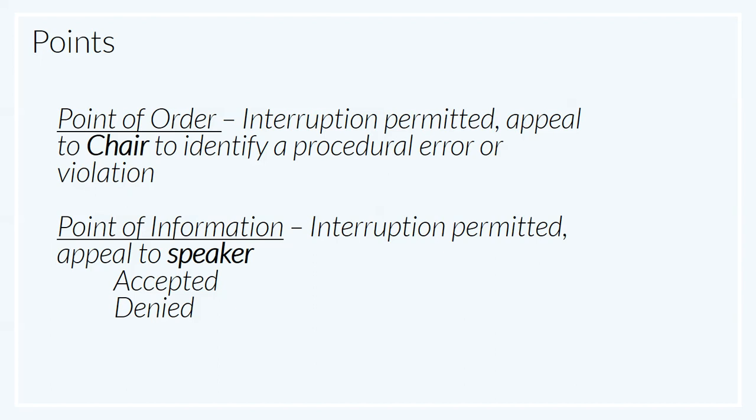If a speaker is constantly getting bombarded with points of information, then the chair might rule no further points of information from certain people or at all for the duration. So, point of order. Someone's broken the rules, you say it to the chair. Point of information. You want to add something or challenge something said by the speaker, and the speaker decides to accept or decline and carries on talking or stops talking, depending if they accept or decline your point of information.